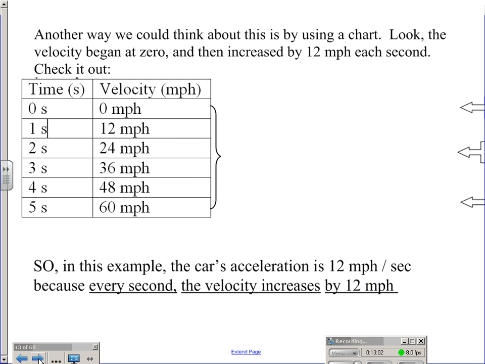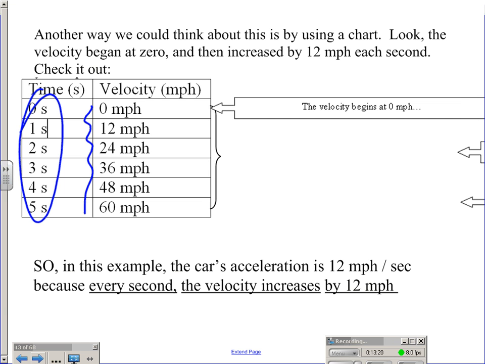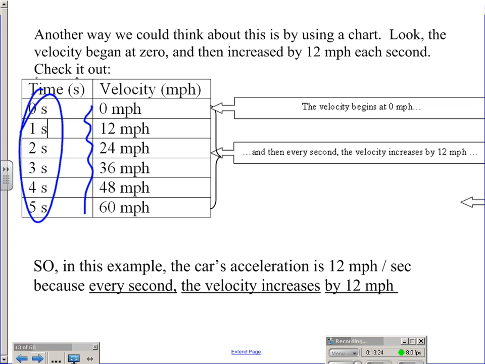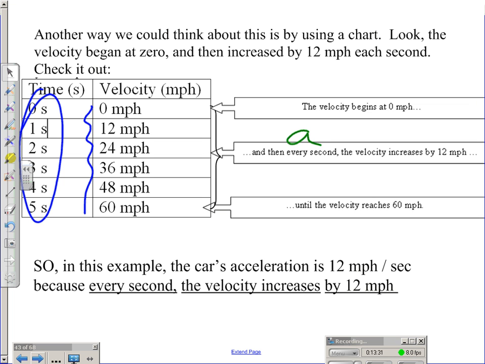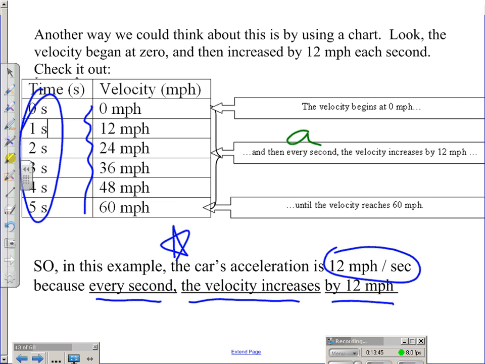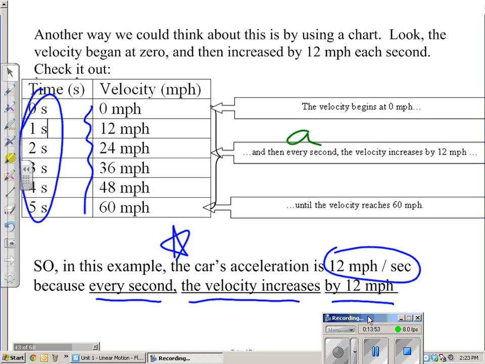You can also figure that out by making a chart. So here we've got time and velocity. The velocity begins at 0, and then every second it goes up by 12 miles an hour because that's what the acceleration is, and that happens until you get to 60 miles an hour. So in this example, the acceleration is 12 miles an hour per second because every second the velocity increases by 12 miles an hour. You're going to hear this over and over until you're ready to punch me. It is super important. People historically have had a problem of calculating acceleration without understanding what it means. You must understand what acceleration is.